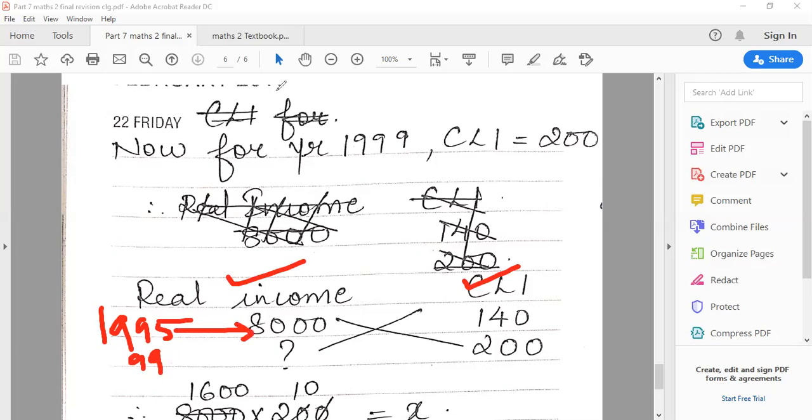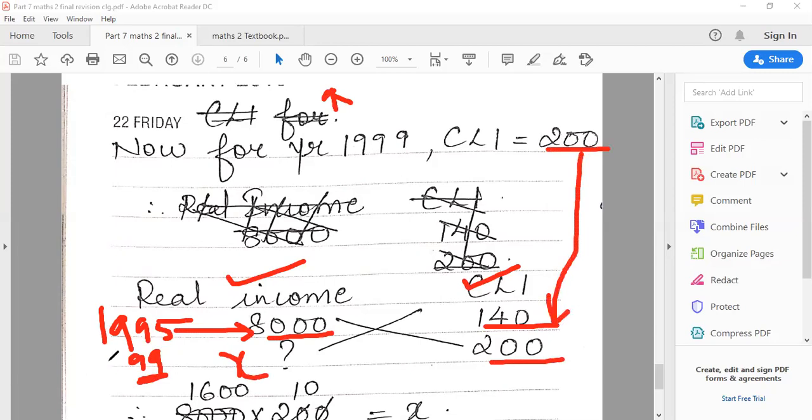Now in real income for the year 1995, what was the real income? Just now we calculated above. The answer came was 8,000. So that we wrote here. The CLI is given to be 140 from the question. We have to find the real income of current year 1999. So we'll take it as X and CLI is given to be 200. That is given in the question. Okay. So followed how to draw the table, both the years, real income and CLI.